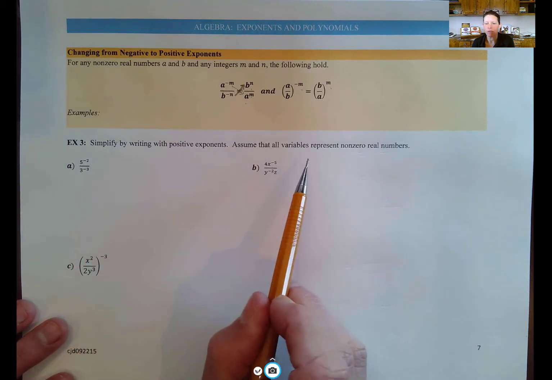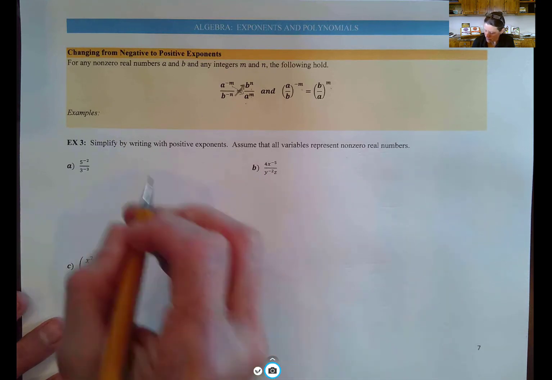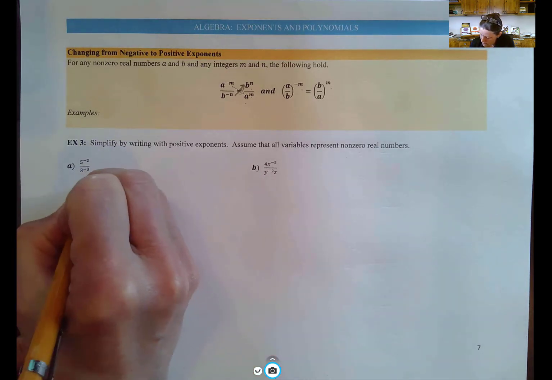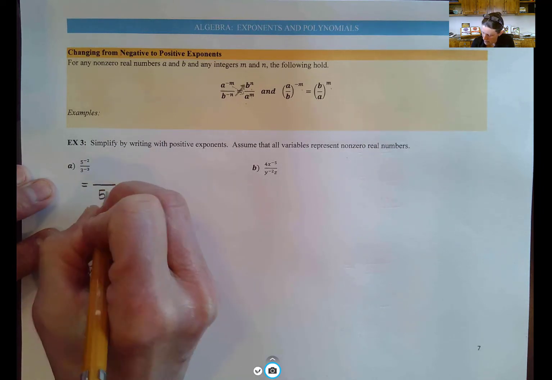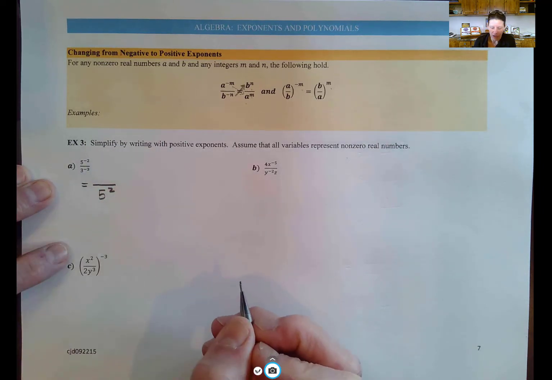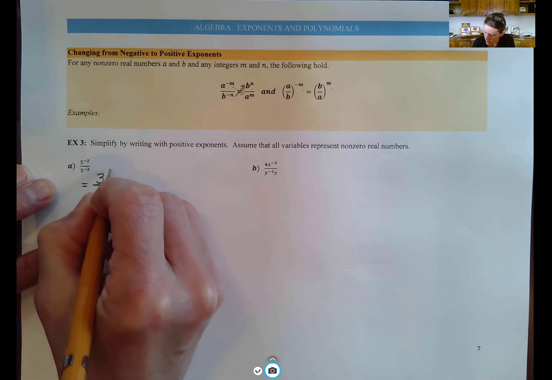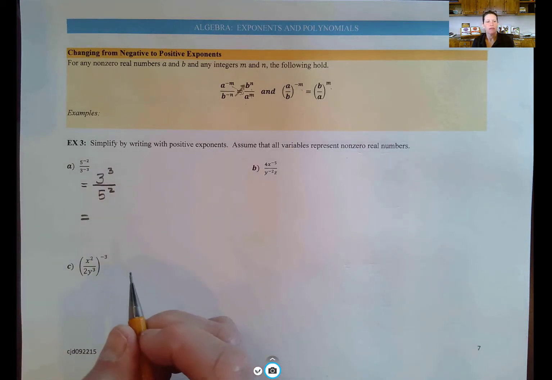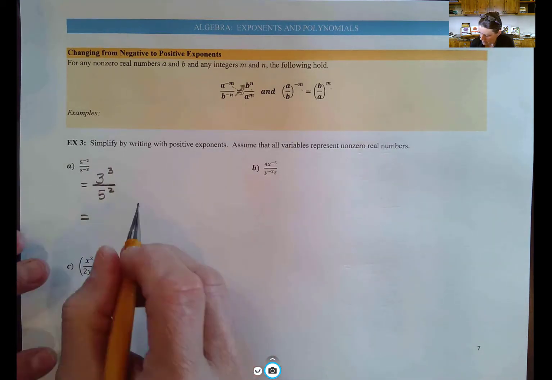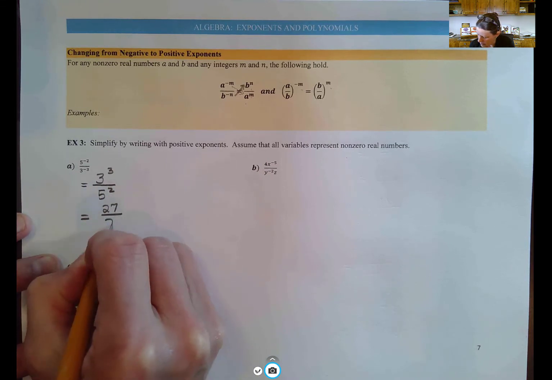In example 3, simplify by writing with positive exponents. Assume that all variables represent non-zero real numbers. So in part A, that 5 in the numerator is coming to the denominator. Cross the line, change the sign of the exponent. That 3 in the denominator is going to move up to the numerator. Cross the line and change the sign to a positive exponent. And then I'm going to go ahead and evaluate this. 3 cubed is 27 and 5 squared is 25.